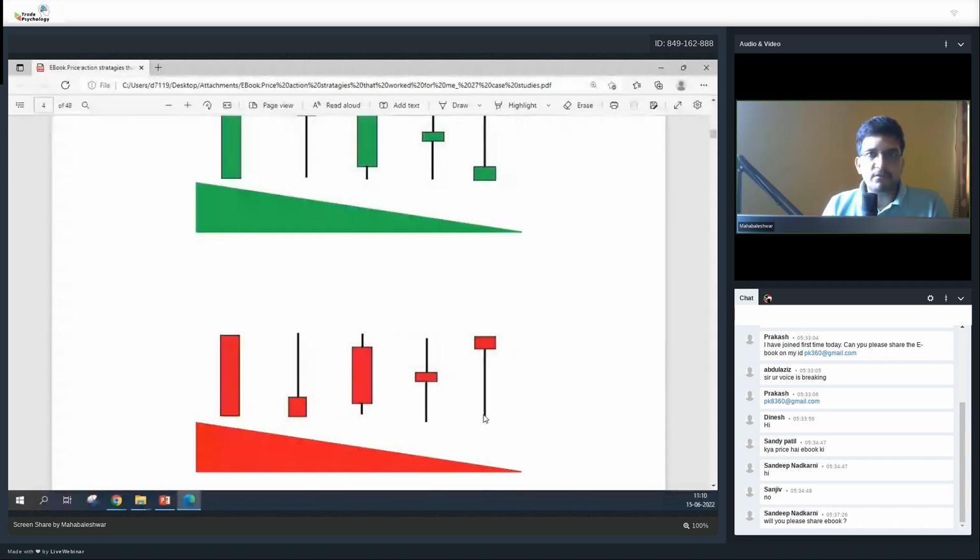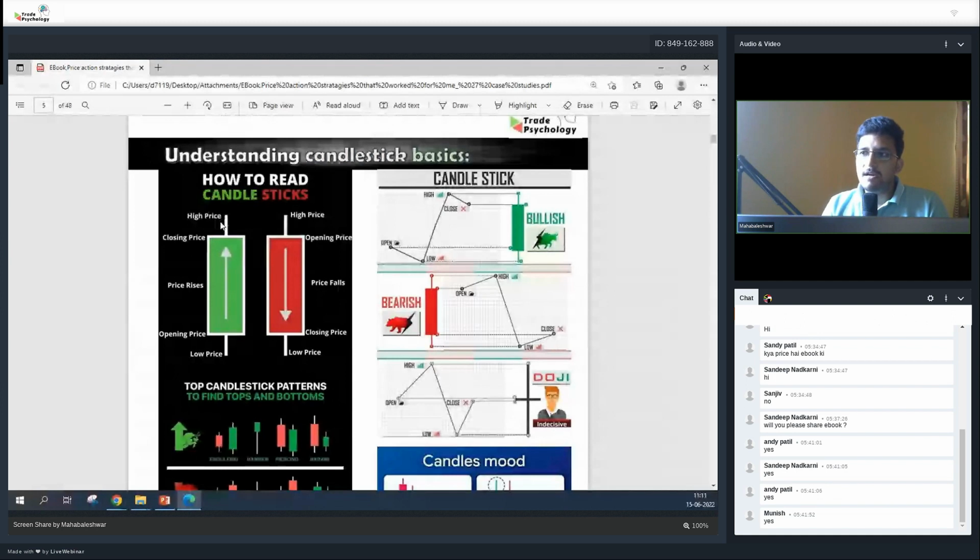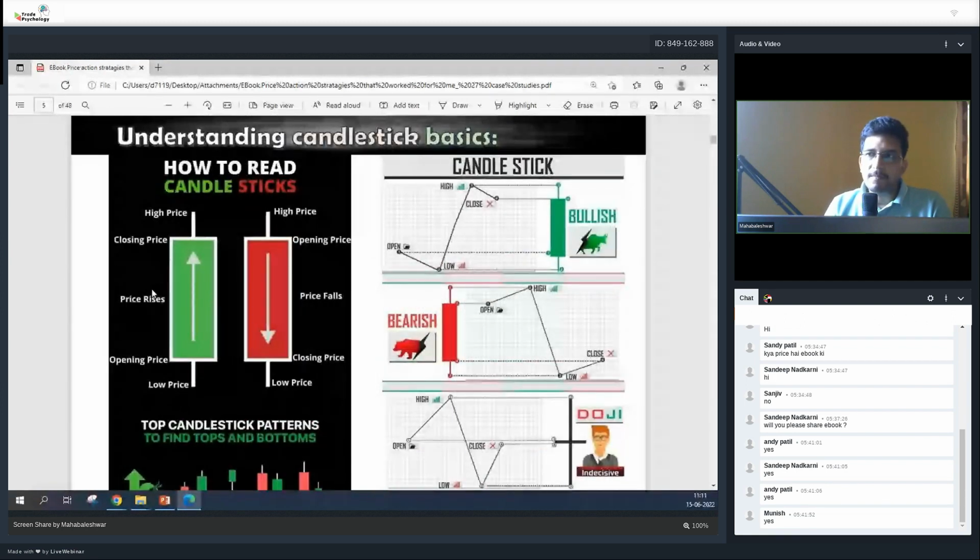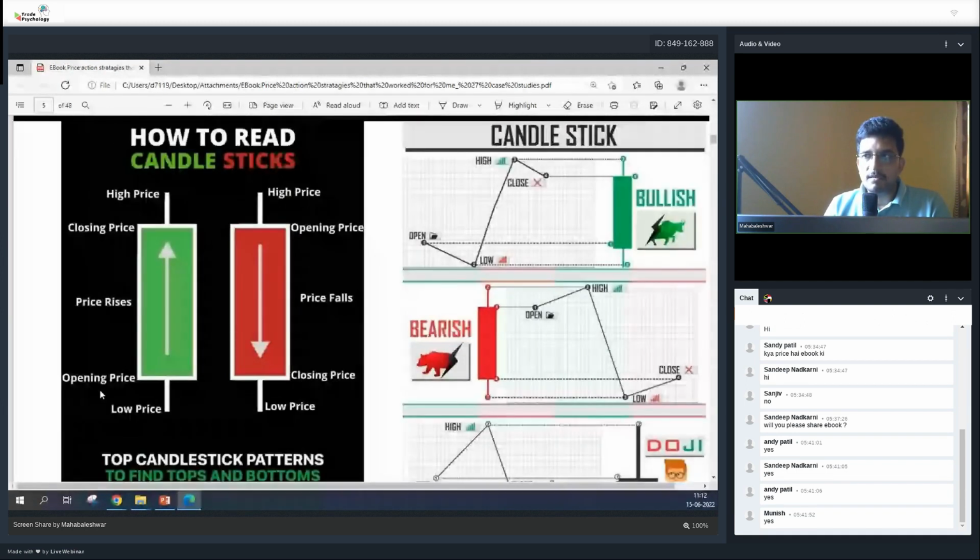It is an indication of reversal. So in this candle, as I talked about, we have red and green colors. You know that green is bullish and red is bearish. But how does the candle actually form? What is the basis of formation?